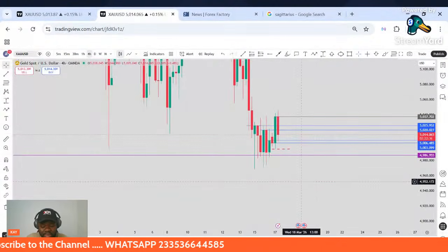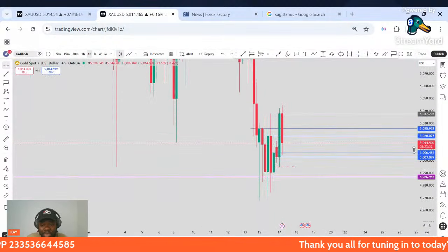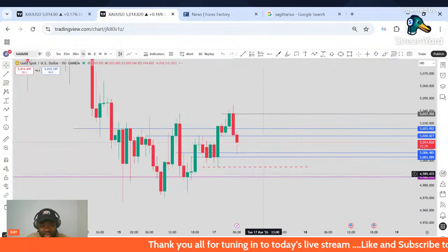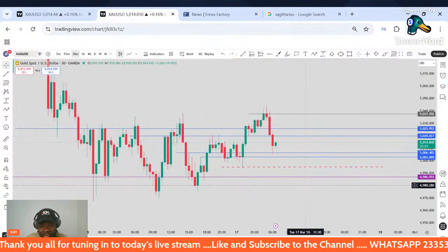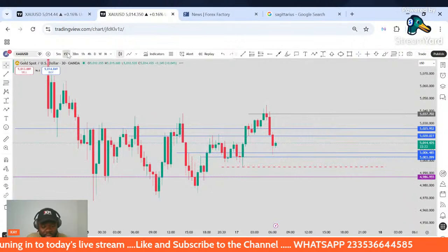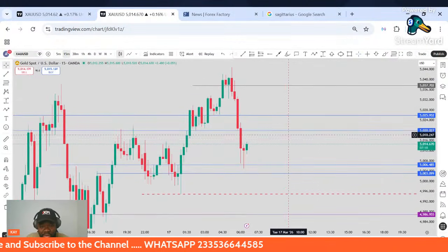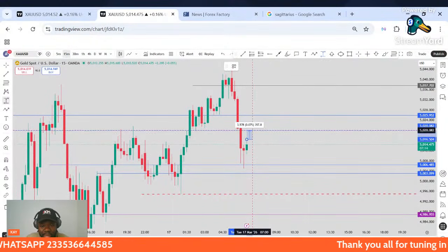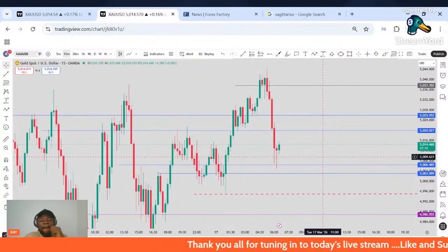So mostly when I see something of this sort, what comes to mind is this market might range during the London session. We might not be seeing any significant move during the London session. The way price is moving, we might not see significant moves during the London session. Price is in a lot of ranges.